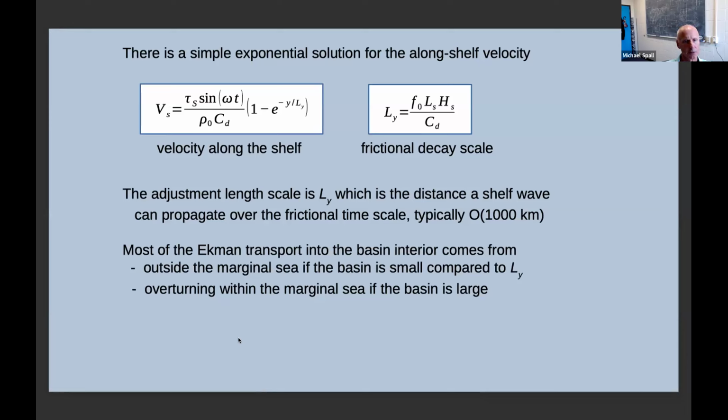So if the basin is small compared to this length scale, then most of the Ekman transport into the basin comes from outside the marginal sea. It's all coming from along the shelf. But if the basin's really large, then the shelf has a chance to spin up to this equilibrium velocity, and then most of the Ekman transport into and out of the interior of the marginal sea is coming from upwelling or downwelling along the boundaries. So those are two very different scenarios. One's coming through the strait, the other one's coming from within the marginal sea. Next slide, please.